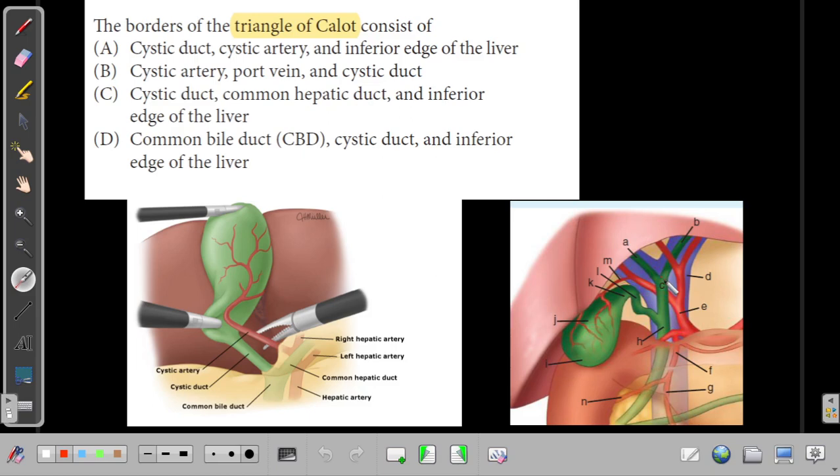But according to UpToDate, it is 3C. The triangle of Calot consists of upper border cystic artery, lateral border cystic duct, and the medial border common hepatic duct. Okay?